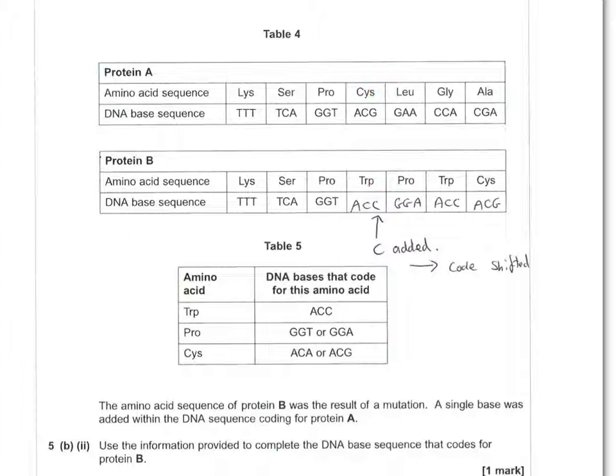ACC, that is different to ACG. There's been a C added at this point. So from that point onwards, you've had a frame shift. It's been pushed along one base. So where we had GGA here, we've now got GGA here, one base further along.